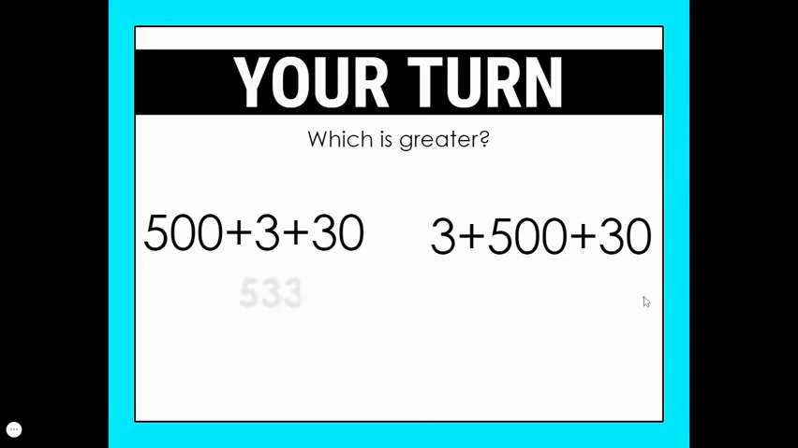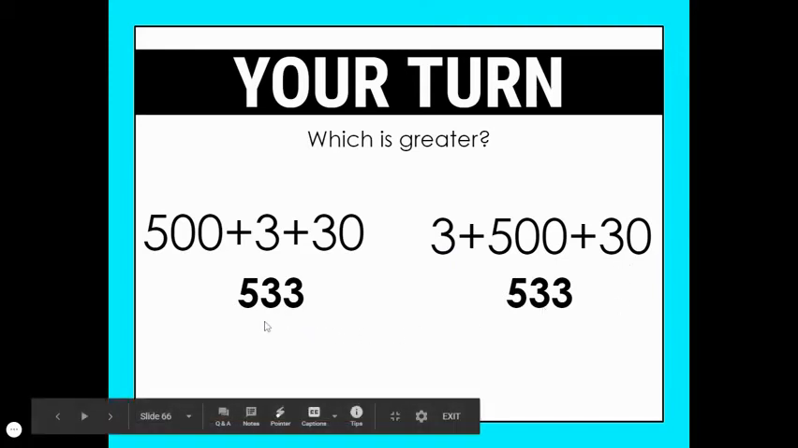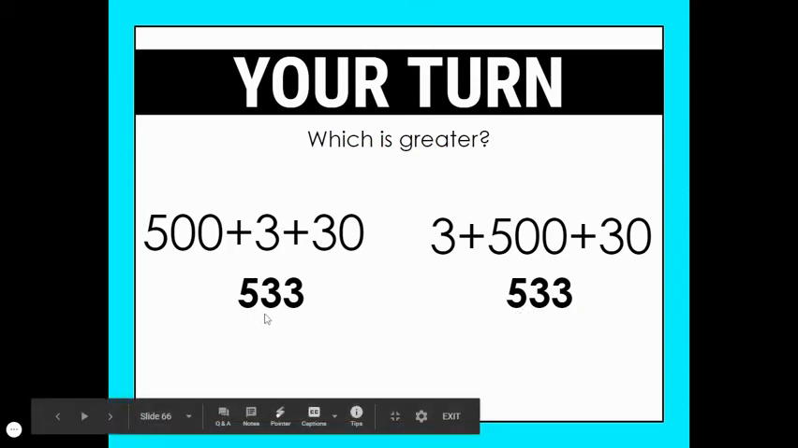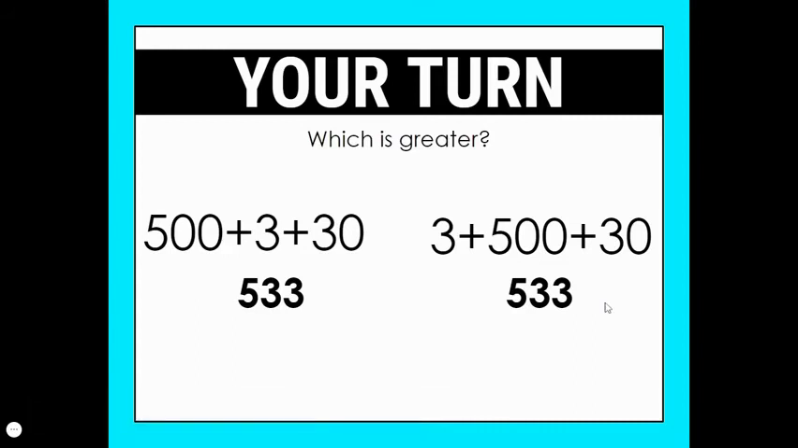Right, so hopefully when you wrote it in standard form, did you get that this one was equal to 533, 5 hundreds, 3 tens, 3 ones? Did you get this side is equal to 533 also? 3 ones, 5 hundreds, 3 tens. They were just mixed around in order. So 533, 533. Same number of hundreds, same number of tens, same number of ones. So these two are equal.